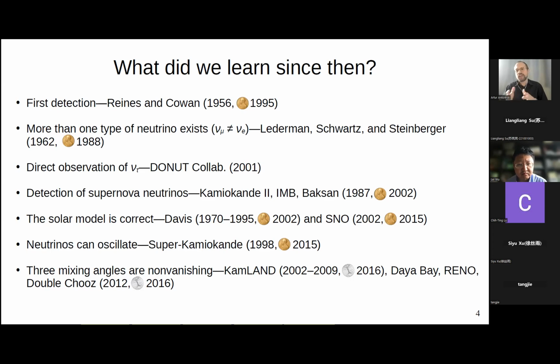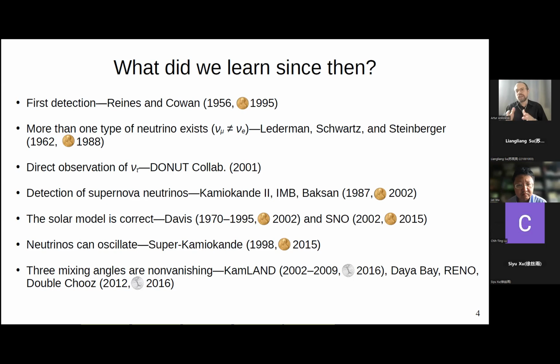And in the meantime, we learned about the Sun. Thanks to the observation of supernova neutrinos from the 1987 event, we managed to understand that the standard solar model is correct, and the long-standing problem of the deficit of solar neutrinos was resolved. And on a related note, we learned that neutrinos can oscillate thanks to the results from Super-Kamiokande. Right now, we know that there are 3 non-vanishing mixing angles thanks to the results from KamLAND, Daya Bay, RENO, and Double Chooz, which were awarded a Breakthrough Prize in 2016.